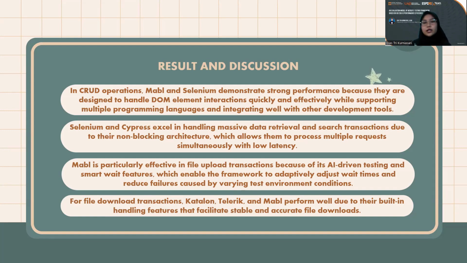And for file upload transaction, Maple has AI-driven testing and smart web features, which enable the framework to adaptively adjust wait times and reduce failures caused by varying test environment conditions. And the last, for download transaction, Katalon, Telerik, and Maple perform well due to their built-in handling features that facilitate stable and accurate file download.